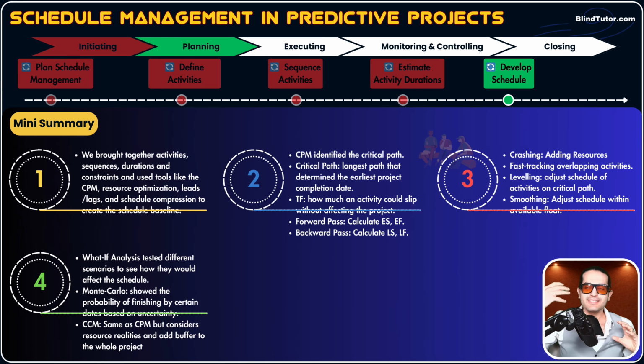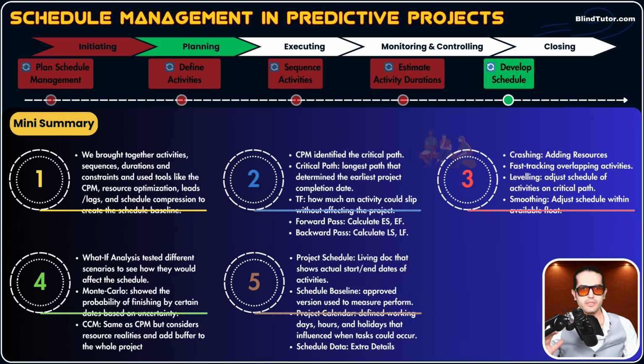It is more realistic. And one more thing about CCM, critical chain method: instead of applying a contingency buffer to each activity, we apply one big buffer to all of the activities. These two are the main characteristics of CCM.